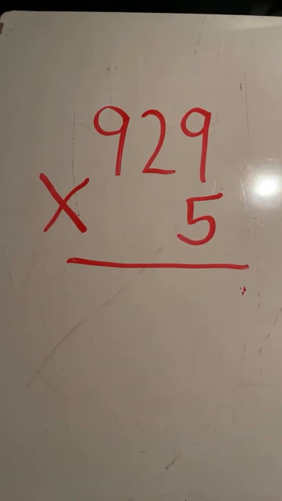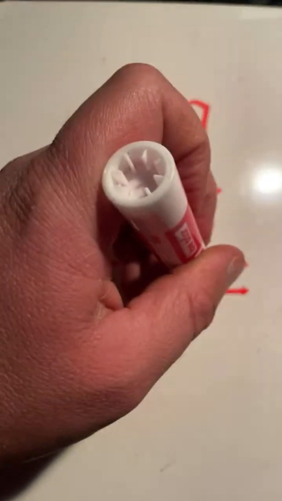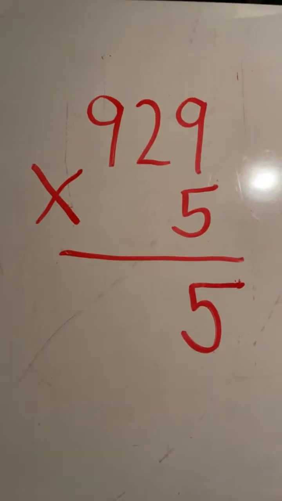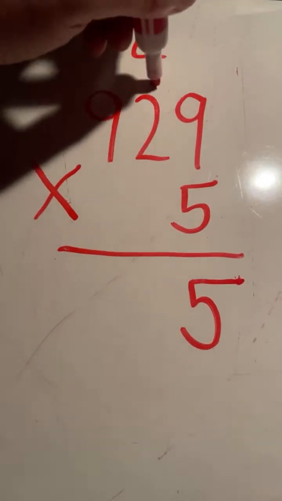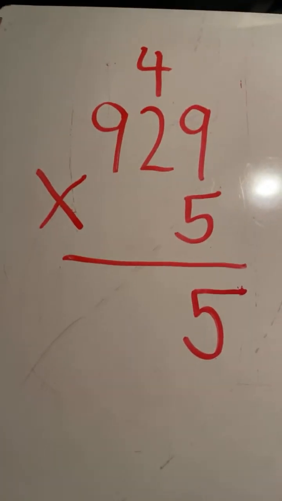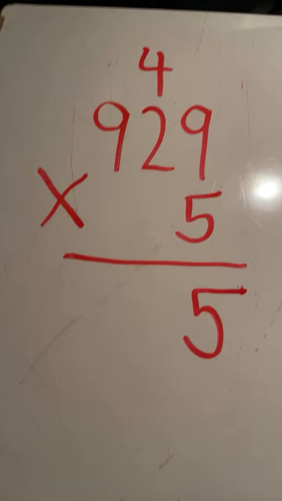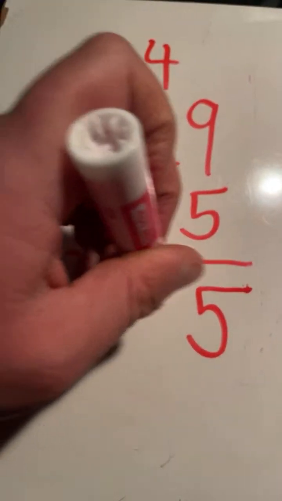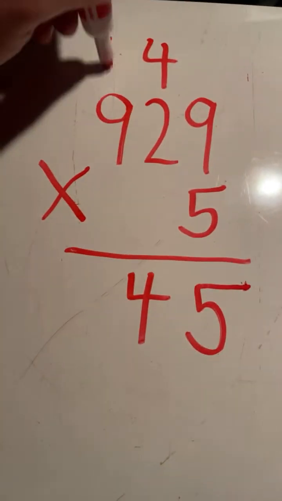We regroup because our product is more than 10. The 5 in 45 goes in the ones place. The 4 gets carried over to the tens place. 2 times 5 equals 10. Plus 4 equals 14. 4, carry the 1.